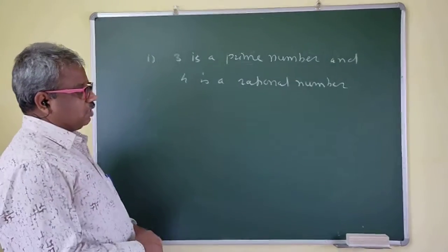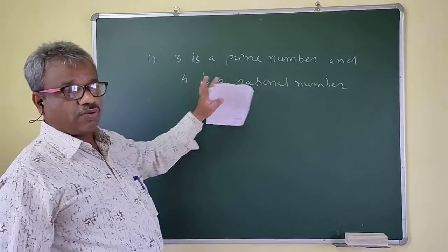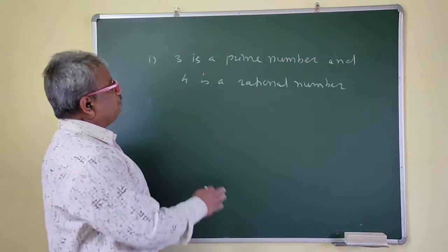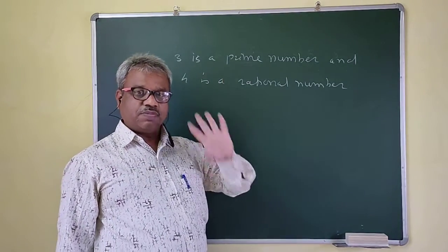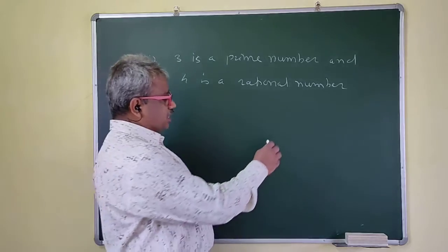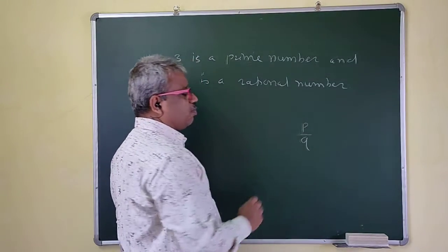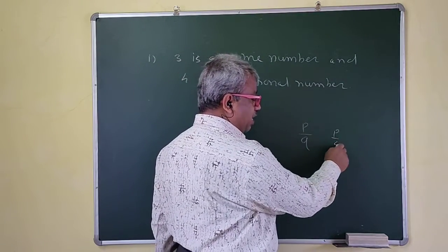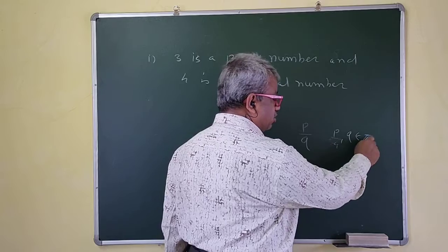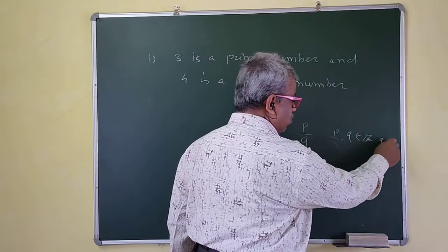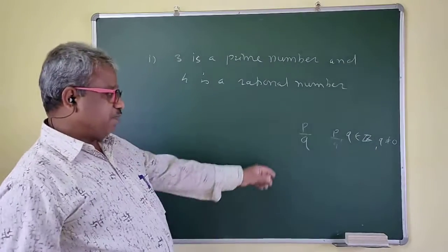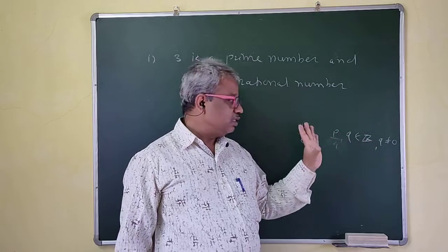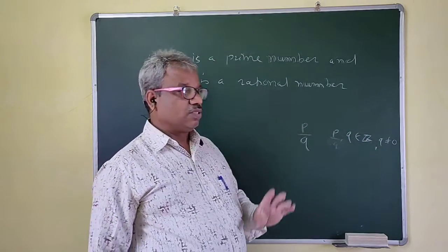So you should have some general knowledge. Then only you can write the truth value of the statement. Otherwise, you will lose the marks. Now, what is a prime number? A number which is divisible only by itself and one is called a prime number. What do we mean by a rational number? A number which can be expressed in the form p by q, numerator upon denominator, where both p and q are integers and q is not equal to 0, is called a rational number.